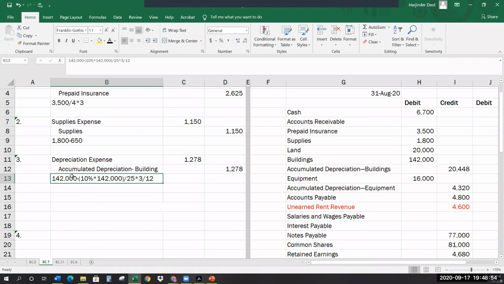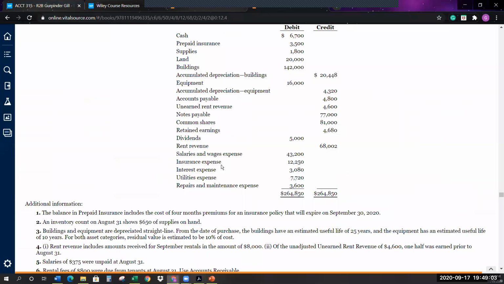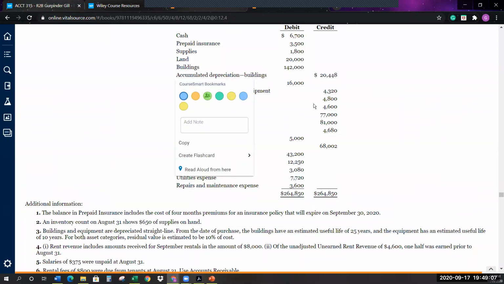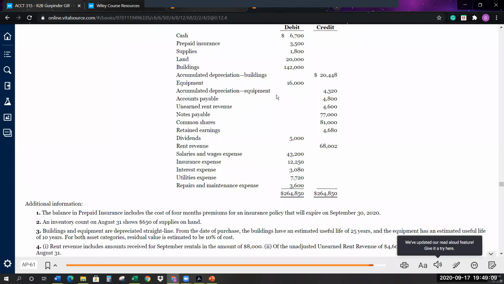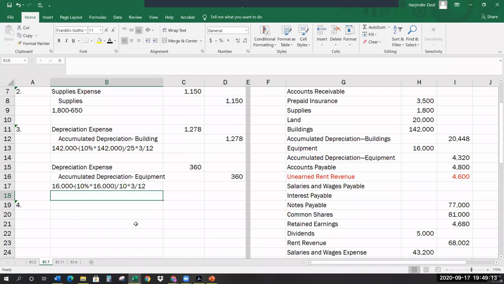The same idea is applied to your equipment. The total equipment cost, that 16,000, is coming from the information that was stated. So your equipment cost $16,000. 10% of that comes out as the residual value. The life of that asset was 10 years, so I calculated the per year depreciation and adjusted that for 1 quarter.